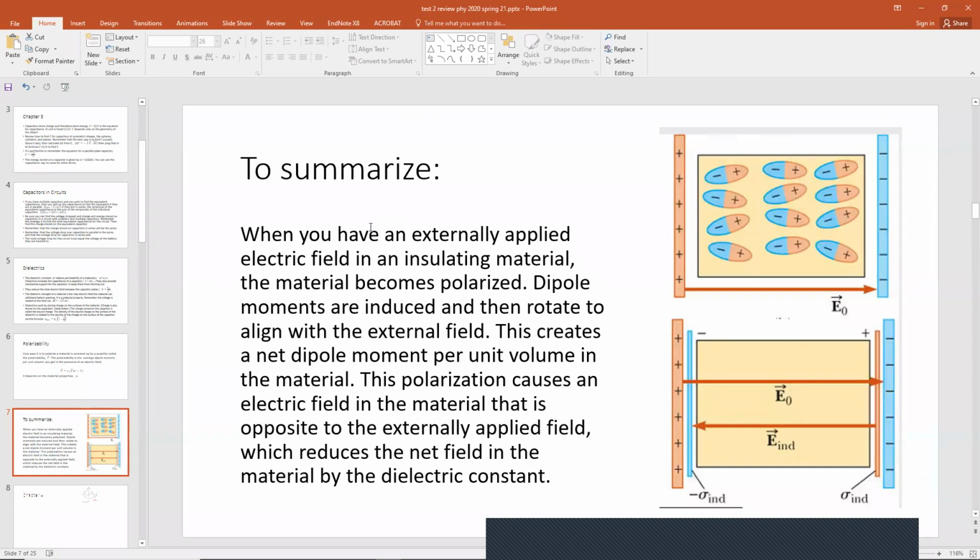And that creates a net dipole moment per unit volume in the material, or polarization. And that polarization causes an electric field in the material that's opposite to the externally applied field, which reduces the net field in the material by the dielectric constant, okay? And also, the alignment of the dipoles within the material causes a surface charge. Even though this material itself has no net charge, on the surfaces you're going to get a net negative charge on the left and a net positive charge on the right, just due to the way that the little dipoles are oriented. Okay, so that's where that bound charge, that surface charge, comes from.